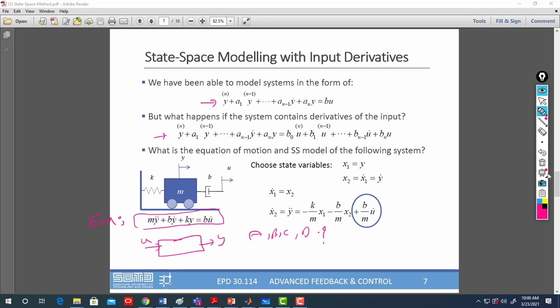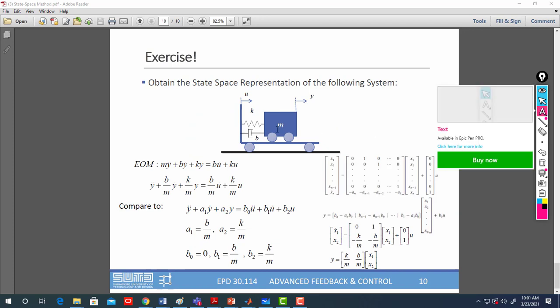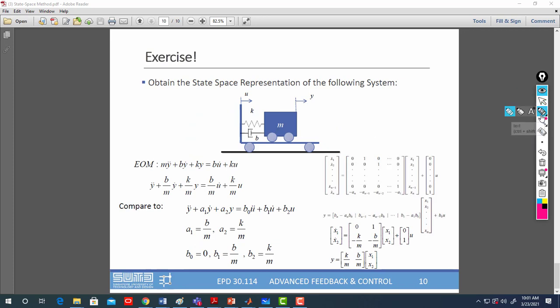Maybe we can give another example. If you have a system like this, and its equation of motion represented by the following, with input derivative, and again u and y, how do you get A, B, C, and D if there is one? That's the main question we will answer here.